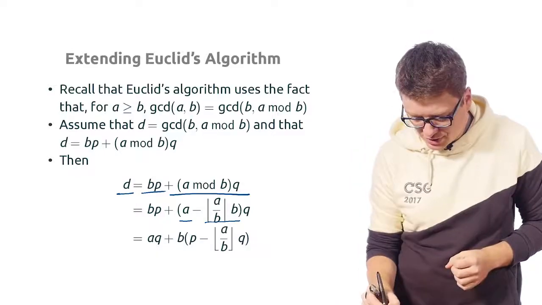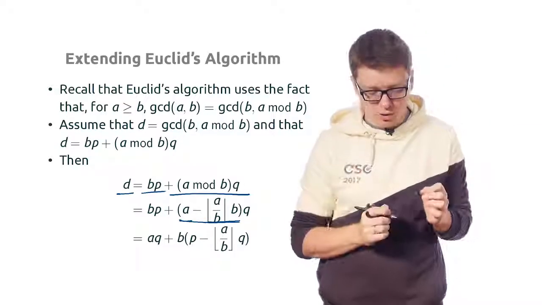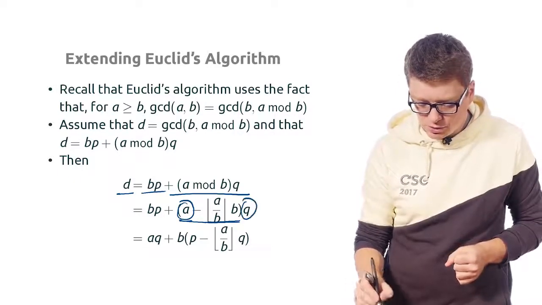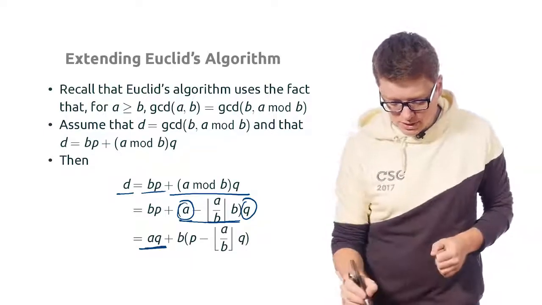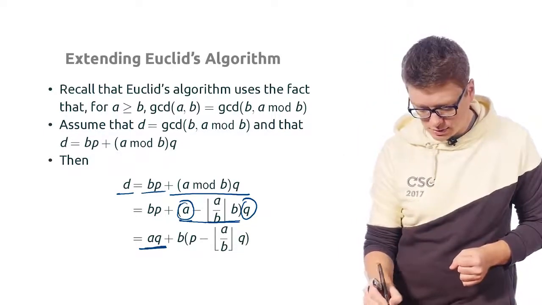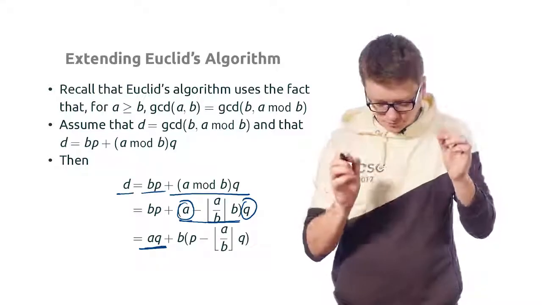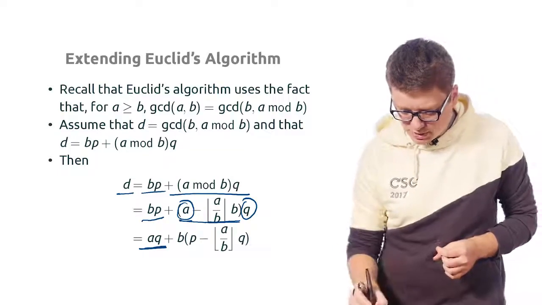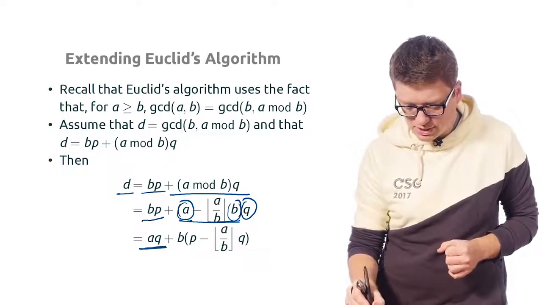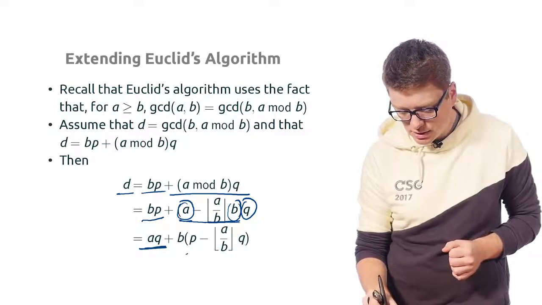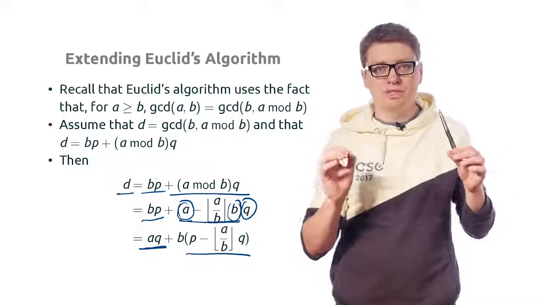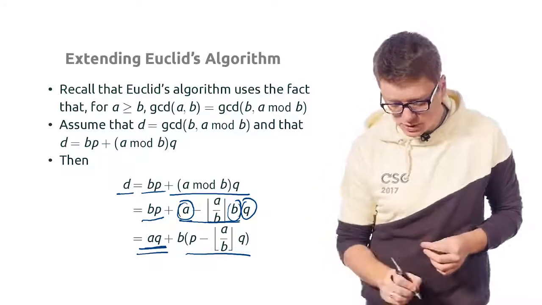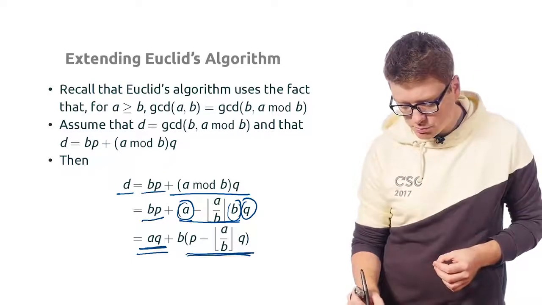When we rewrite it like this, we can now regroup all the terms. From here we get a times q. To get the multiplier for b, we get b times p plus b times (a divided by b) times q. And this gives us the following expression. So this is a new certificate for a and b. To get d, we need to multiply a by q, and we need to multiply b by this expression.